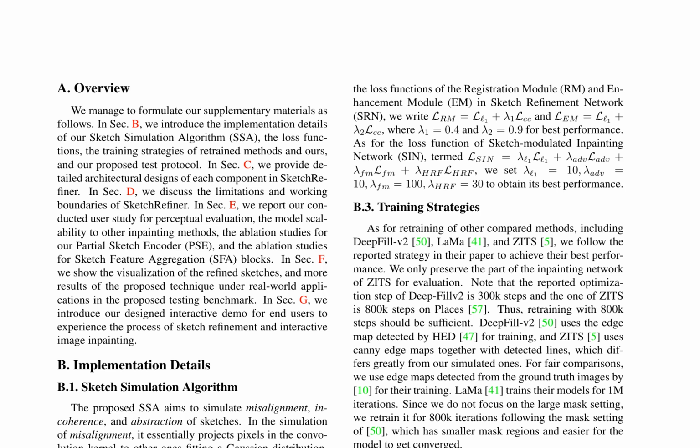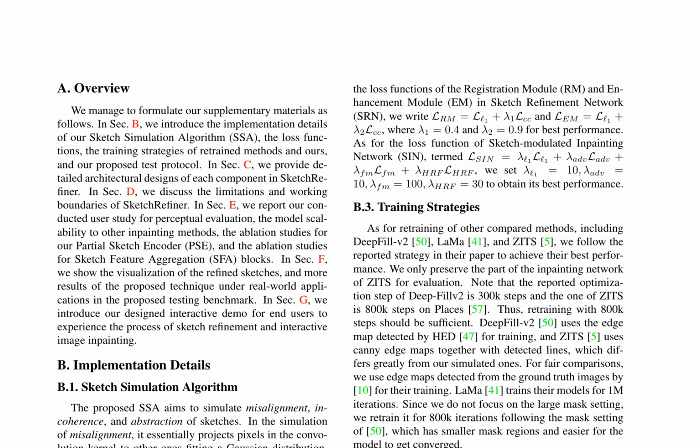The sketch simulation algorithm, SSA, is a novel approach to simulate the misalignment, incoherence, and abstraction inherent in sketches. By projecting pixels in the convolution kernel to others fitting a Gaussian distribution, the SSA effectively captures the variability of real-world sketches. The algorithm adapts to spatial variations in the recomposed sketch by modulating the deformation magnitude psi, ensuring robust performance in diverse scenarios.